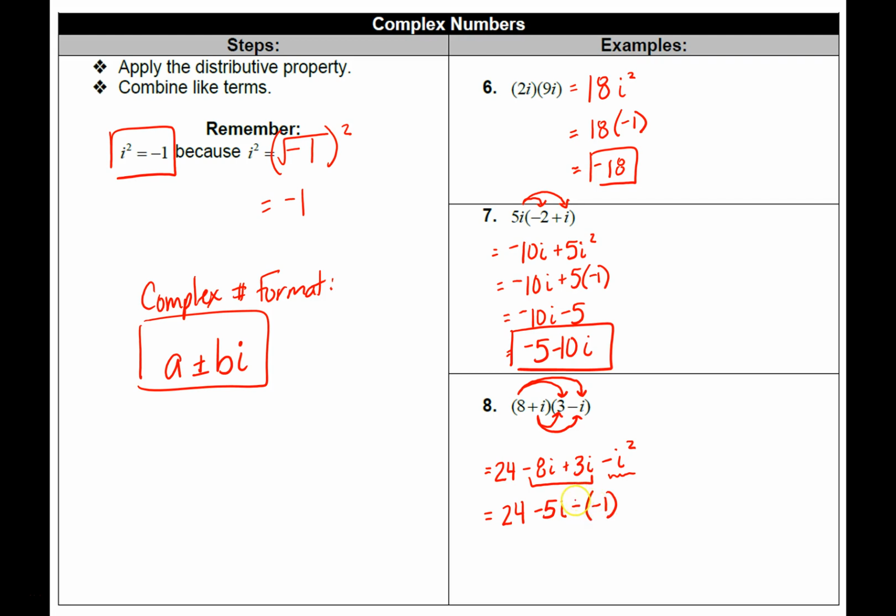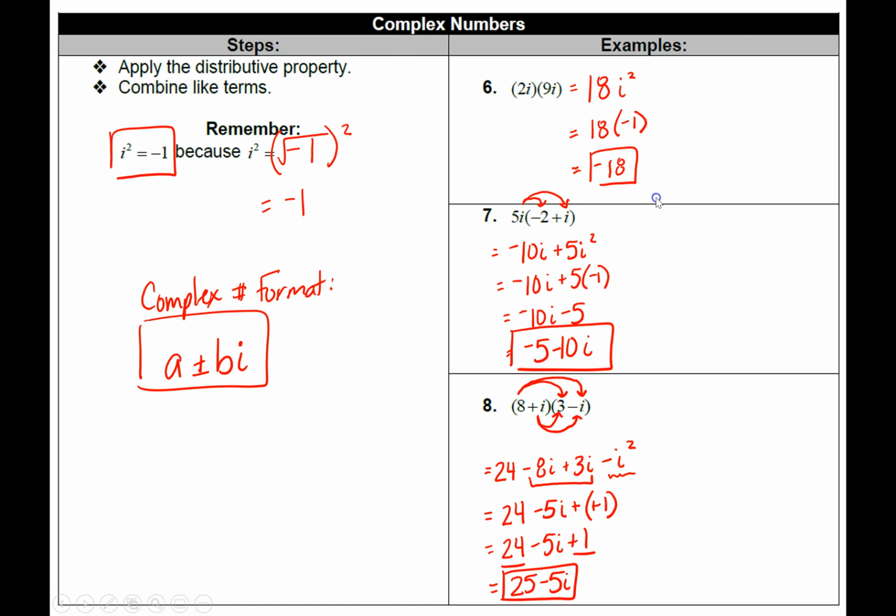So that negative is going to be a positive. I do have like terms here. You've got 24 minus 5i plus 1. I have integers here, or whole numbers, so I'm going to add those together, and my final answer is 25 minus 5i. All right, so let's keep going.